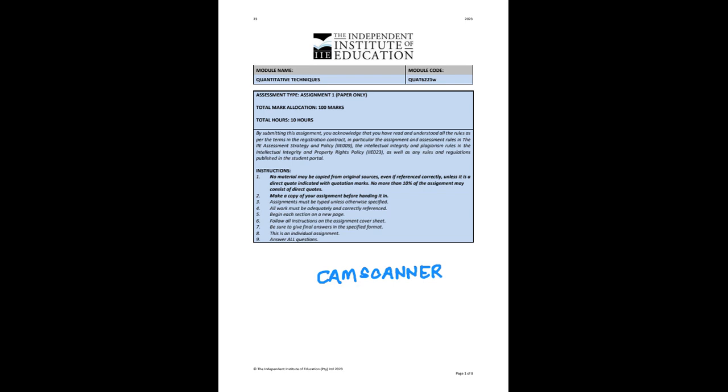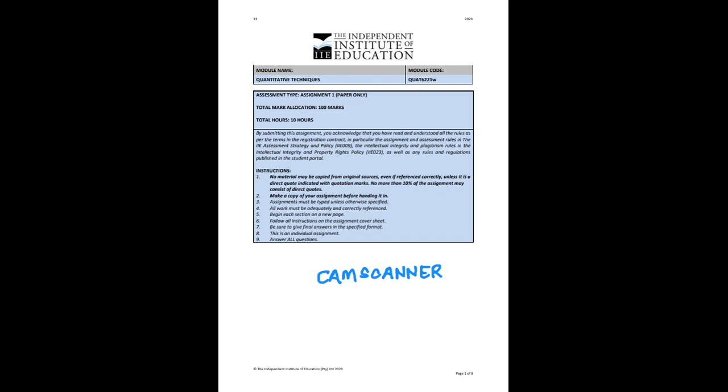Then in terms of the referencing, I've had a few emails about referencing. Generally, because most of your stats assignments are numeracy based or application based, you don't need to necessarily reference. But in this assignment, just to be safe and to allow for consistency across the board, I'm going to ask that you please reference after question one.